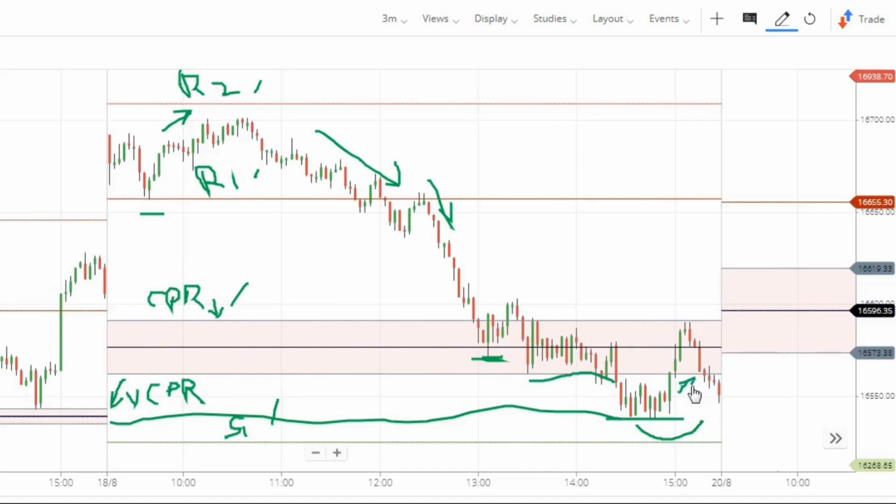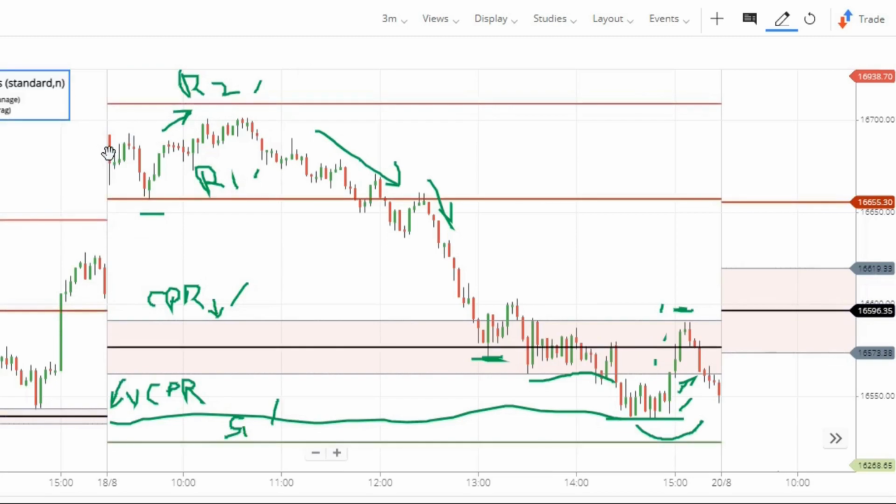Now we already know there is a CPR, so one cannot take a long trade here, because it will behave as a strong resistance to the market, and market started coming down. So what all positions could we have taken here? Imagine we already know there is resistance 1, resistance 2, CPR, Virgin CPR.